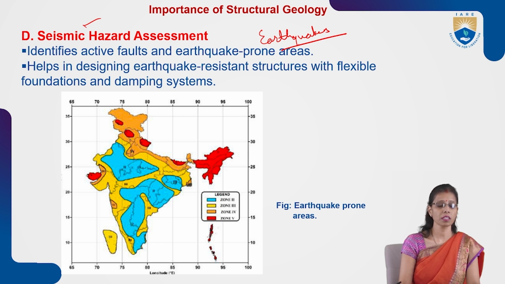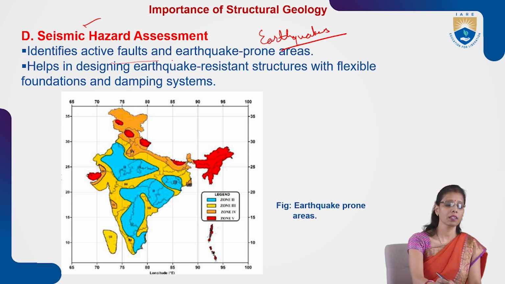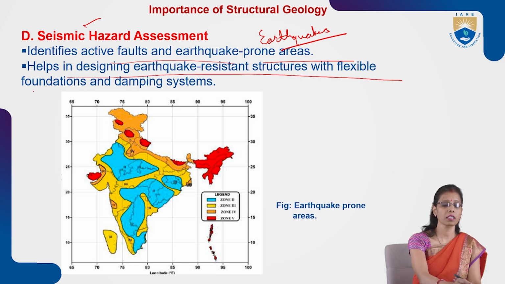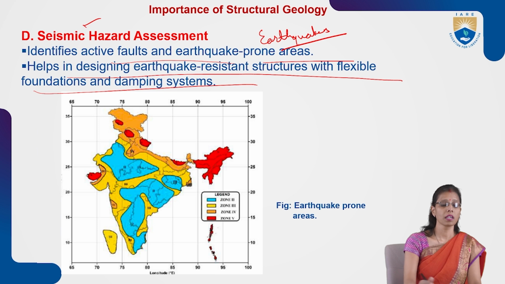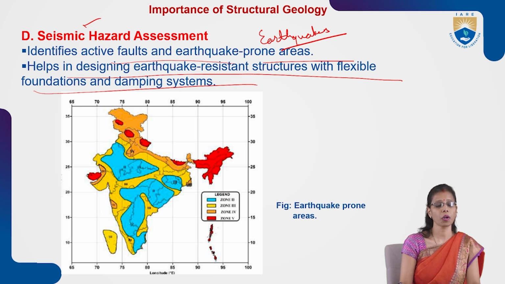So for these kinds of disasters, we have to identify the regions, the zones where this kind of structures, this kind of fault regions or fracture regions are present. So it identifies the active faults and earthquake prone areas. It helps in designing earthquake resistant structures with flexible foundations and damping systems. So it will help us to identify the active faults, the earthquake prone areas, and it will later help us to design proper earthquake resistant structures with a flexible foundation and damping systems.